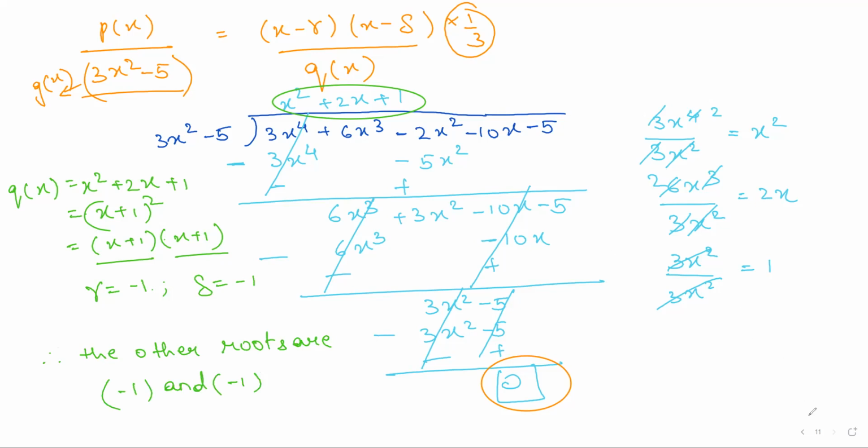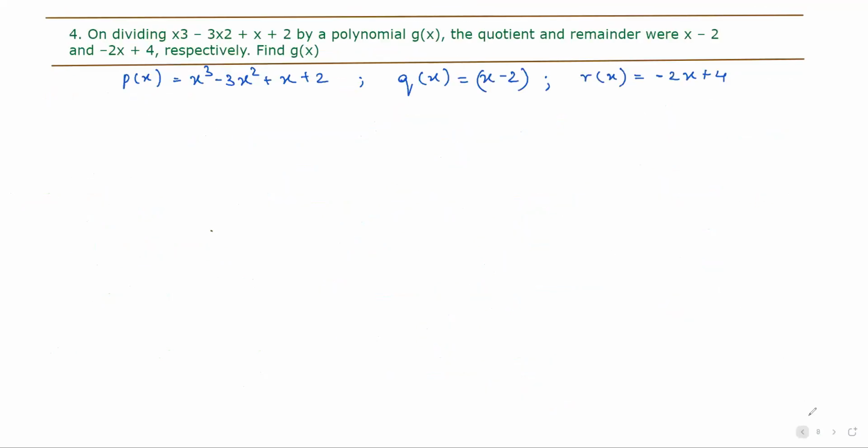Next question. Now, this was the third question. I will do the fourth question. The fourth question states, on dividing this particular polynomial by a polynomial g of x, so you're dividing this polynomial by g of x, the given polynomial is p of x. The quotient and remainder are these respectively. So quotient and remainder both are given to you. Q of x is given to you, r of x is given to you. You have to find g of x. G of x is equal to question mark.